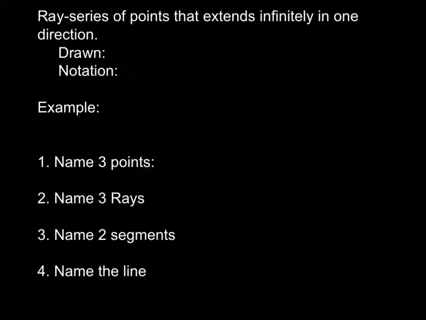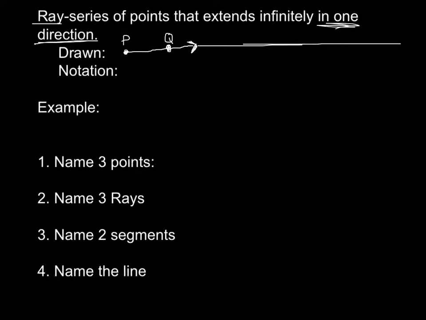Our next word is ray. Okay, a ray is a series of points that extends infinitely in one direction. So this is what a ray looks like. I would have a point. My point is P. Let's say I have another point, Q. But this is the difference between a ray and a line segment, is it has this arrow. It goes on this way forever.